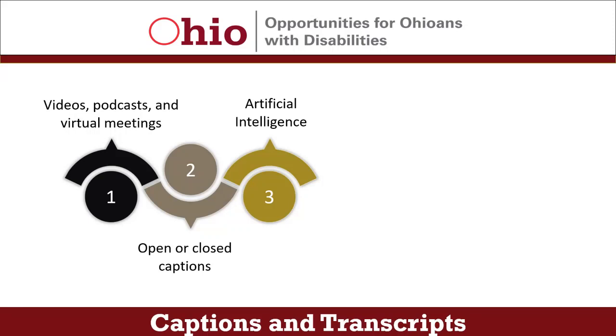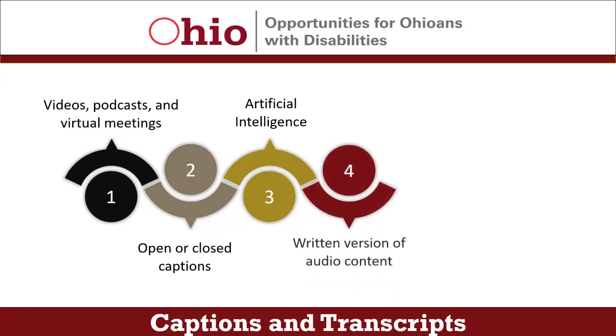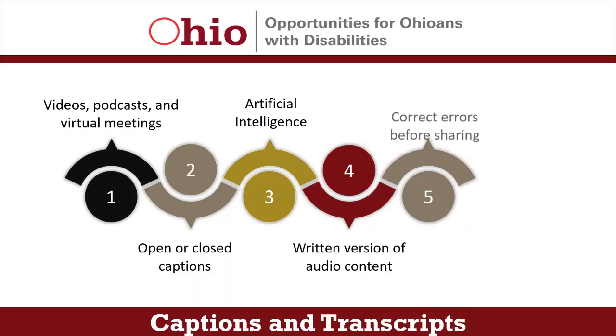Another way to make audio content accessible is to include a transcript, which is the written version of the audio content. This can be helpful for audio content like podcasts. To create a transcript, first download the text file from the platform being used, and then make sure to correct any errors before sharing the transcript. The kind of errors commonly found in transcripts generated through AI are with spelling, punctuation, sentence structure, and paragraphs.